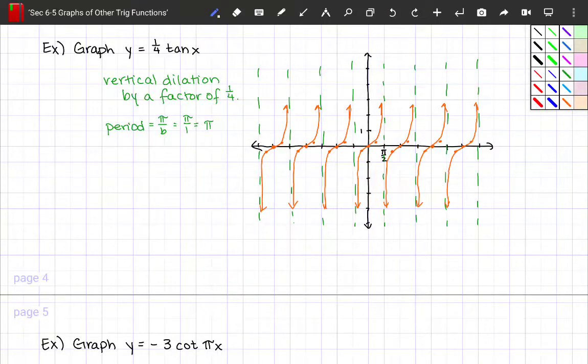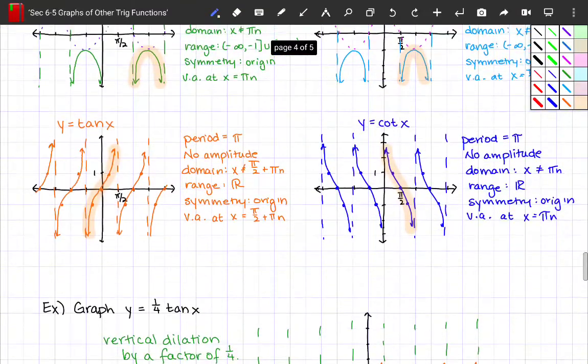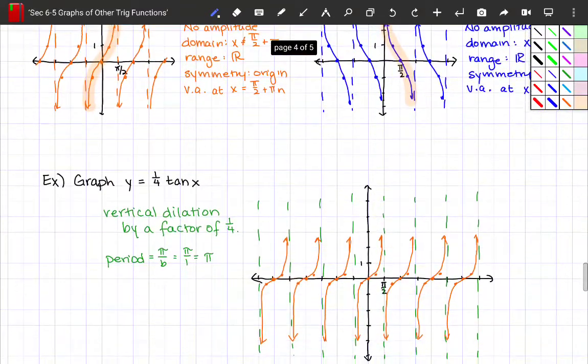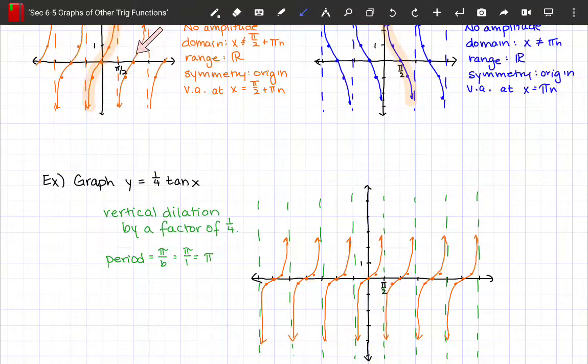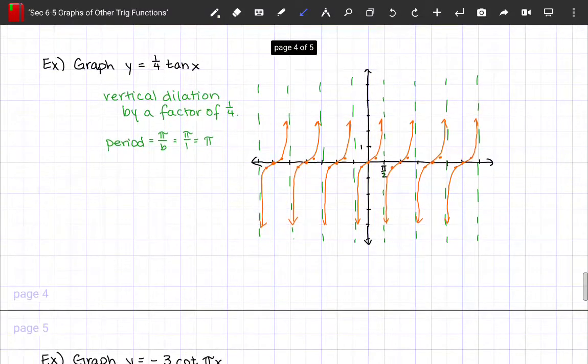There's a tangent graph. If you compare this to up here, you can see how this is a much more stretched out graph vertically. Here now the curve is much more pronounced, and it's because of that dilation there. All right, so there's that guy.